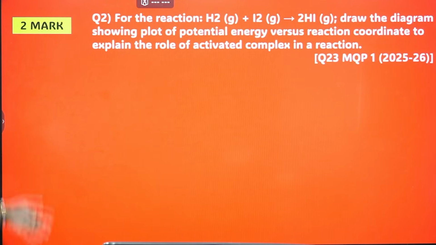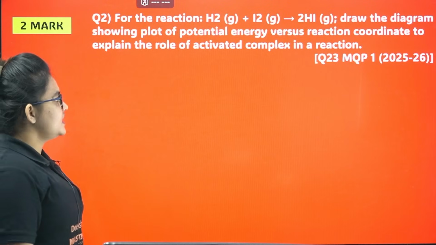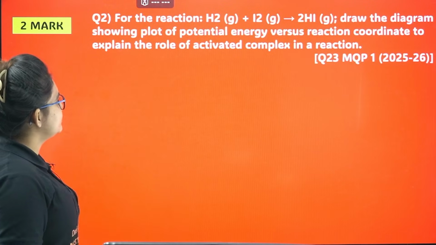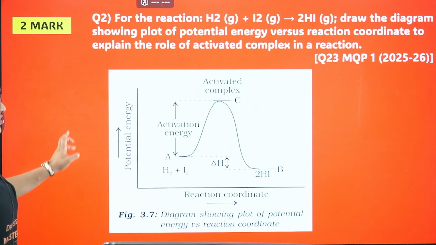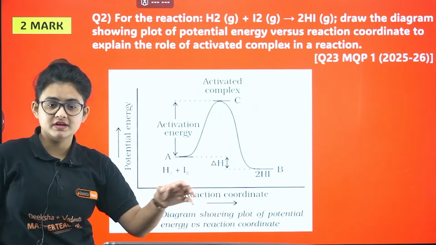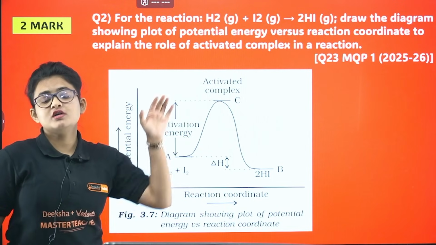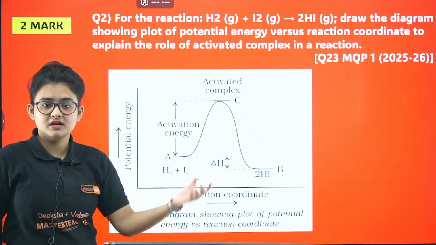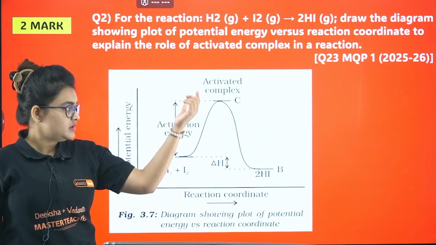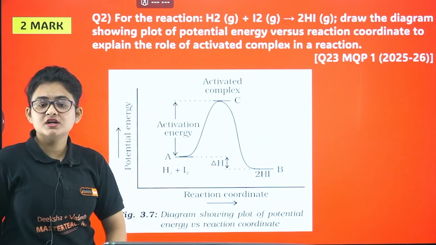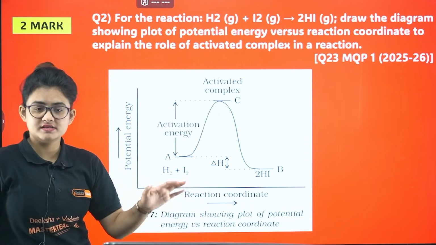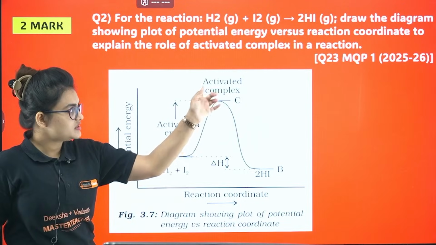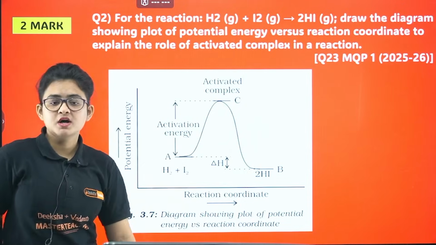Okay, for the reaction H2 plus I2 will give 2HI, draw the diagram showing the plot of potential energy versus reaction coordinate to explain the role of activated complex in the reaction. So here you can see H2 plus I2, they will react and they have to cross the activation energy barrier. At the top of the peak, you will see the activated complex is generated, where it is neither the reactant nor the product. That is called transition state. After crossing the activated complex, it will come up to be the product.